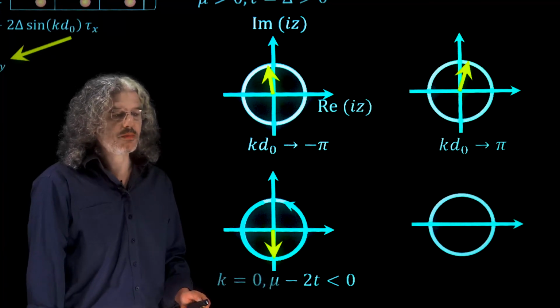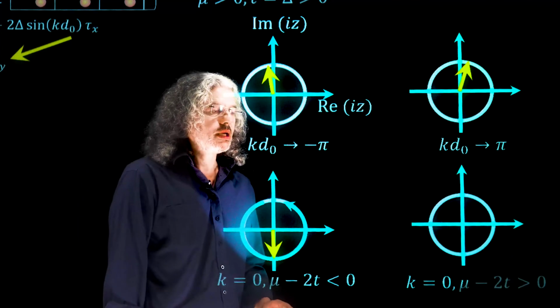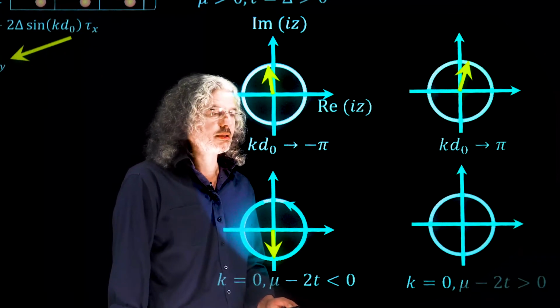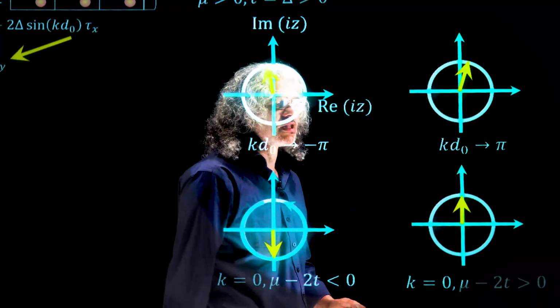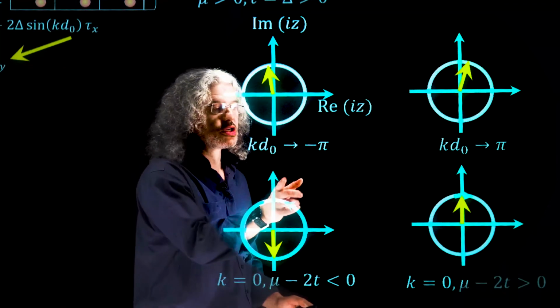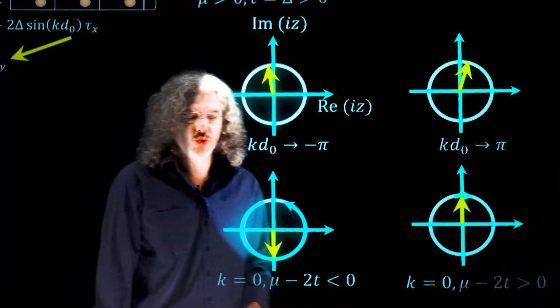Now if mu minus 2t is bigger than 0 at k equal to 0, the opposite thing happens. At k equal to 0 it will point in that direction. That means that the vector, as we change k, goes the short way. The winding number is equal to 0.